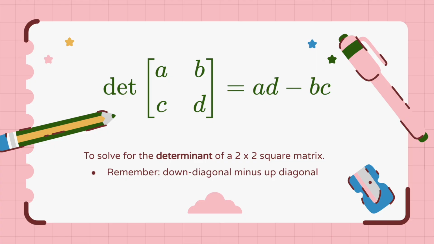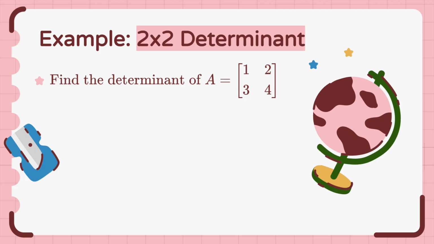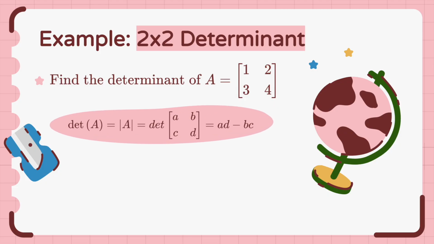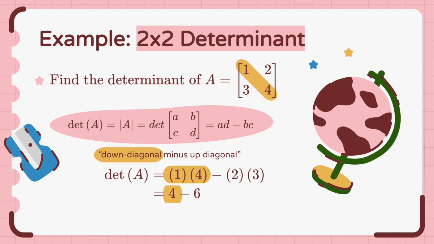Now we know what it means, how do we calculate the determinant? For a 2x2 matrix, it's easy. First, we take the down diagonal going left to right and subtract the up diagonal going right to left. That is, down minus up for a 2x2. Let's look at an example. Looking at the formula and remembering our rule, down diagonal minus up diagonal, we can begin to calculate. 1 times 4, that's 4, minus 2 times 3, that's 6. When we subtract, we get 4 minus 6, which equals negative 2. So the determinant of this matrix is minus 2.